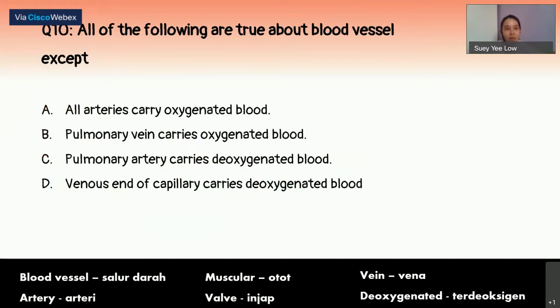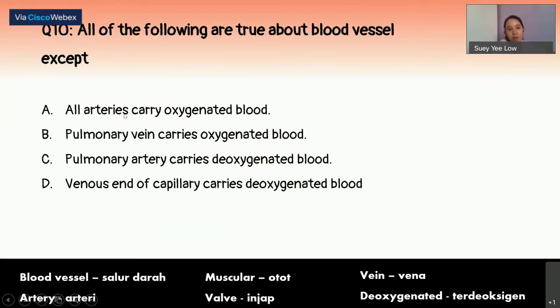Okay, so next. All of the following are true about blood vessels except. A says all arteries carry oxygenated blood. B, pulmonary veins carry oxygenated blood. C, pulmonary artery carries deoxygenated blood. And D, venous end of the capillaries carries deoxygenated blood. Which is the correct answer? So all arteries carry oxygenated blood, is it? How about the pulmonary artery? The pulmonary artery is the one carrying deoxygenated blood, right?